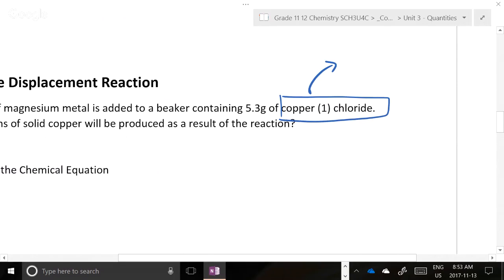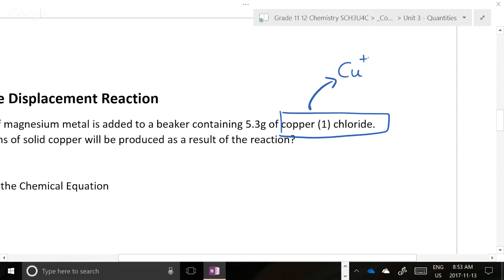What charge does copper take in this case? How'd you know that? Very good. So in this name, the fact that it's called copper 1 means copper takes charge 1. And chlorine takes what charge? Very good. So what will the formula of this thing be? CuCl. Very good. Questions about that?